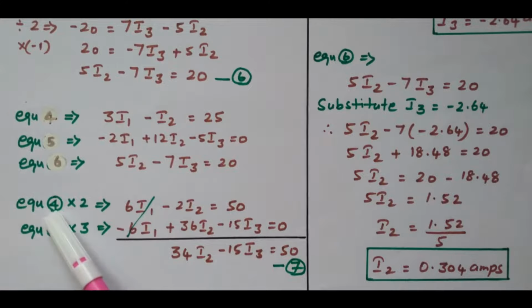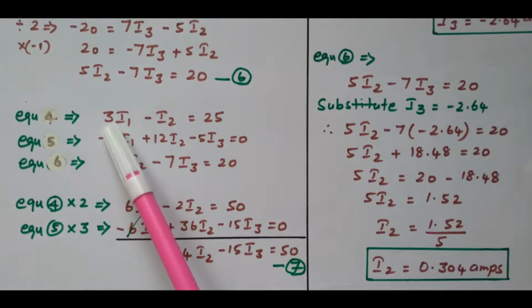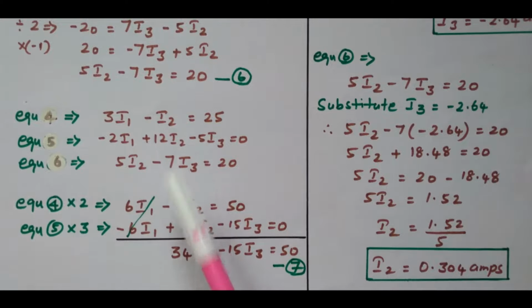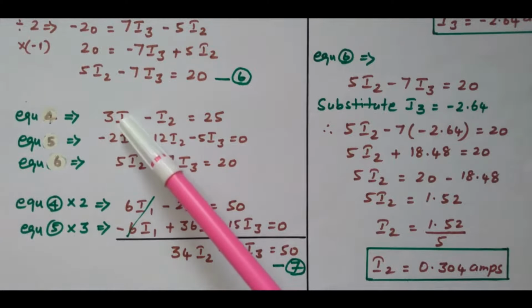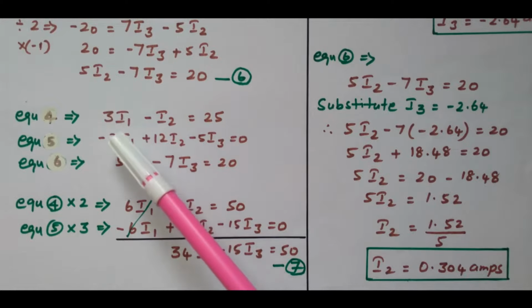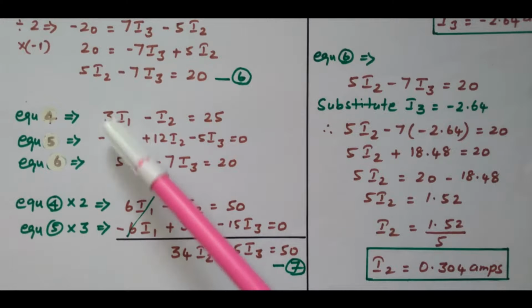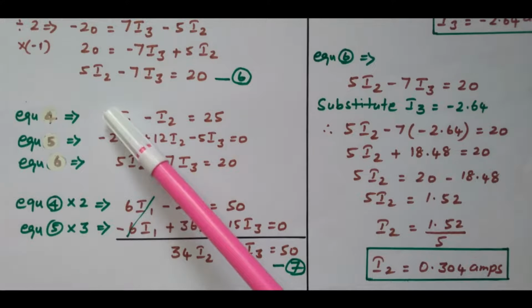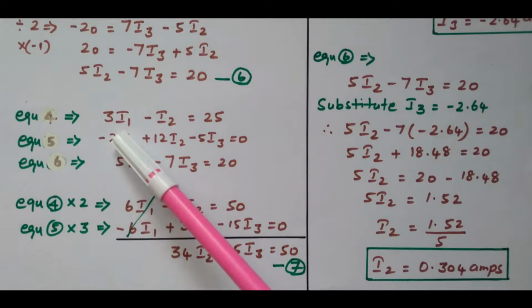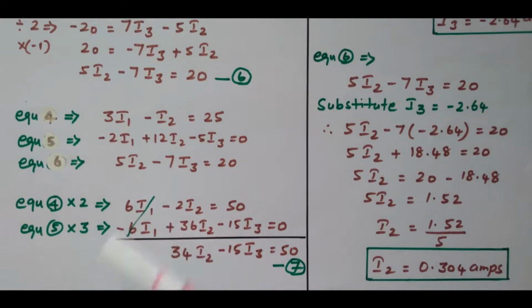So equation 4 multiplied by 2: 3i1 becomes 6i1, minus 2i2, and 25 into 2 is 50. Equation 5 is multiplied by 3: minus 2 into 3 is minus 6i1, 12 into 3 is 36i2, 5 into 3 is 15, minus 15i3 equal to 0. In order to cancel the term I1, here the coefficient 3 is available, here the coefficient 2 is available, so oppositely it is multiplied. This is multiplied by 2, this equation multiplied by 3, so that we are getting the same coefficient.